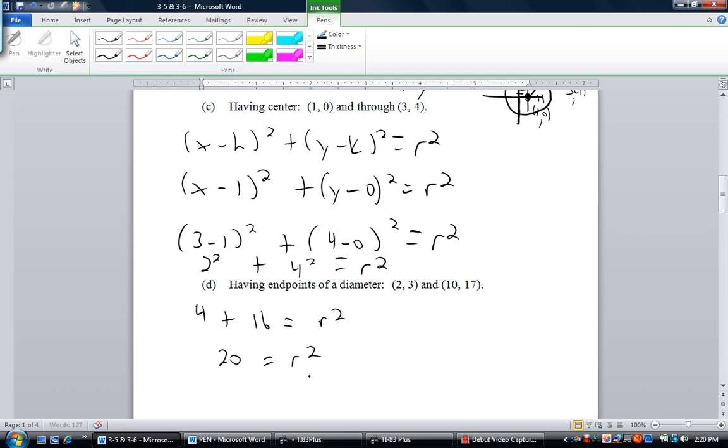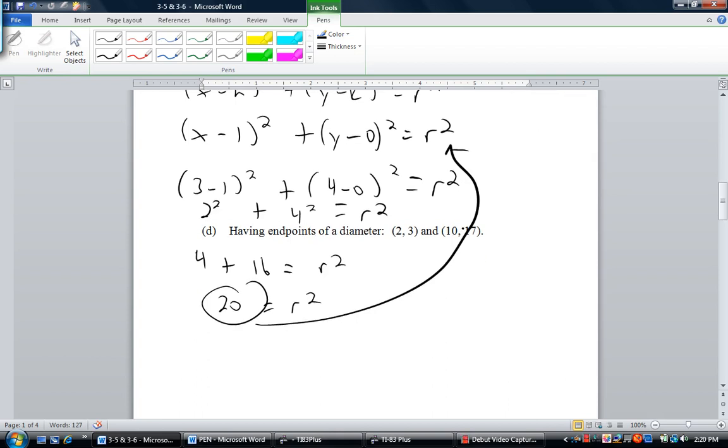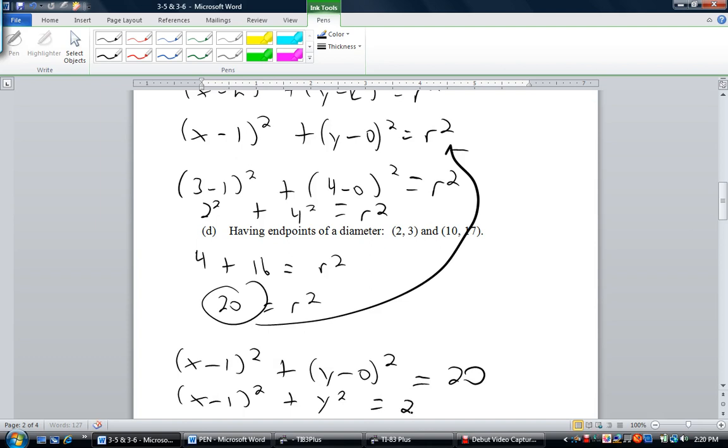Now I don't want just r, I want r squared. So once I find r squared, I'm going to take that answer and substitute it back in here. So now we have x minus 1 squared plus y minus 0 squared equals 20. And x minus 1 squared stays x minus 1 squared. y minus 0 is just y, so that becomes y squared equals 20. And we're done with that problem.